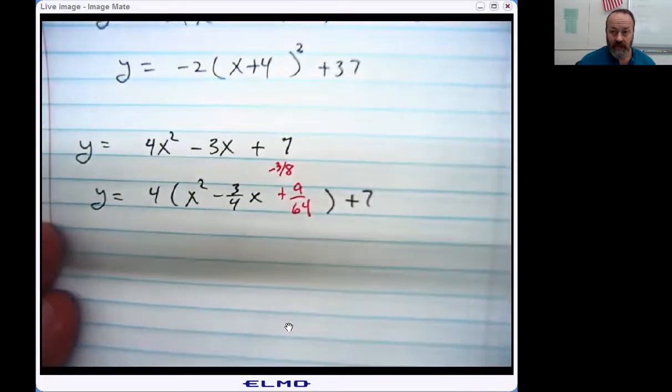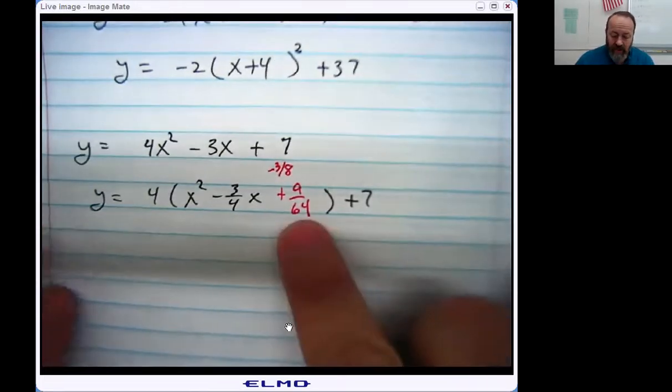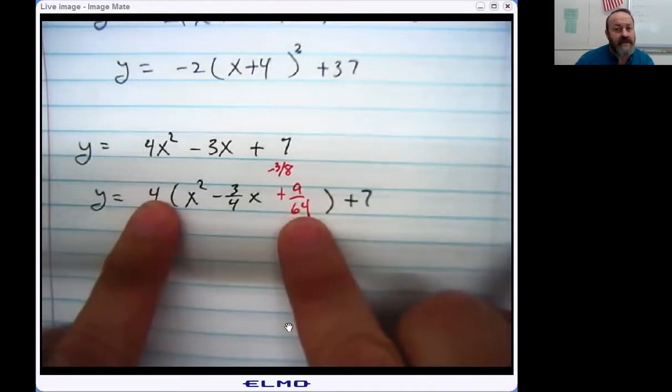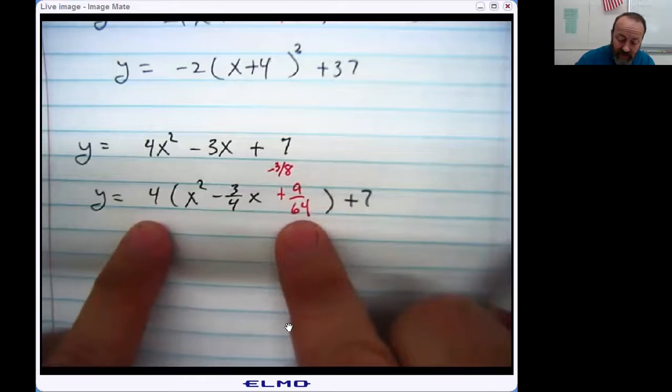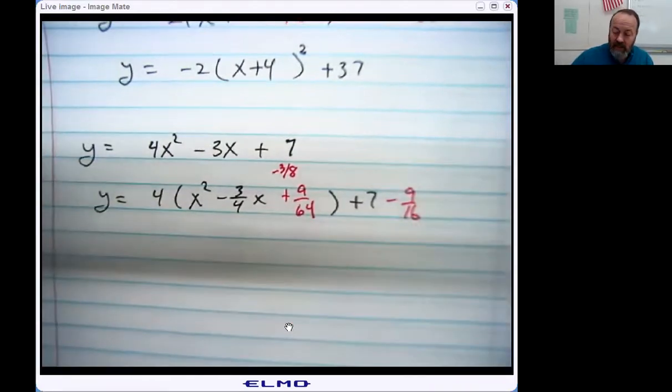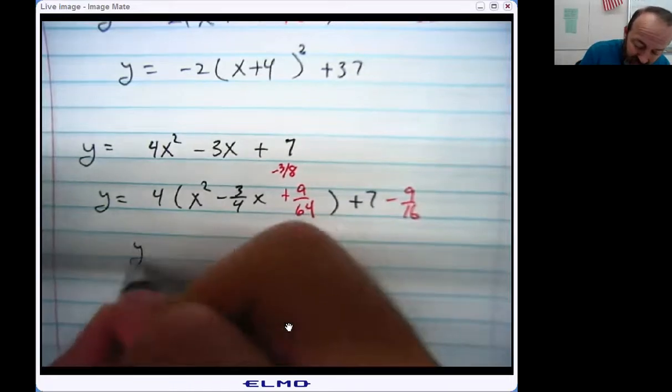Kind of a strange little number. And it turns out that 9/64 times 4 is actually 9/16, because the 4 goes into 64. And that usually does happen in problems like this where you could reduce them. So I've got a +9/16, so I'm going to subtract 9/16, and now I can write my final answer.